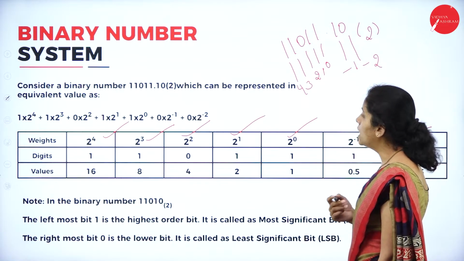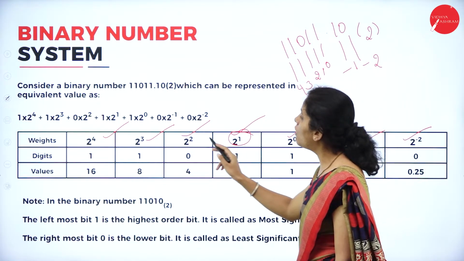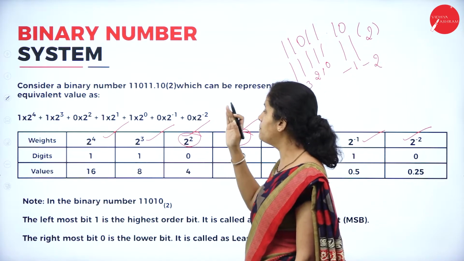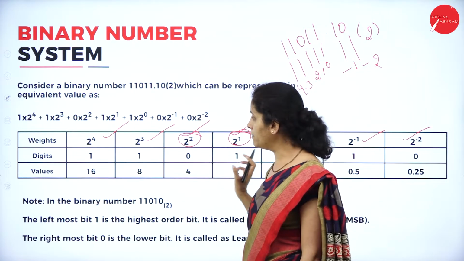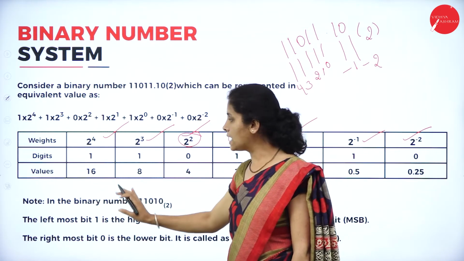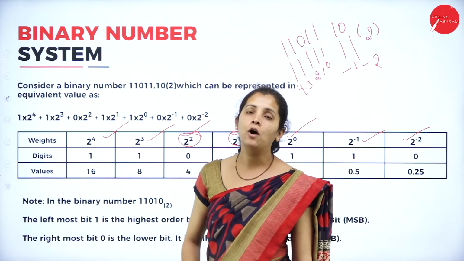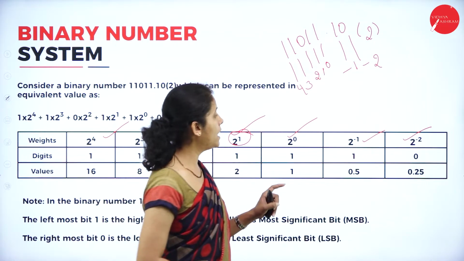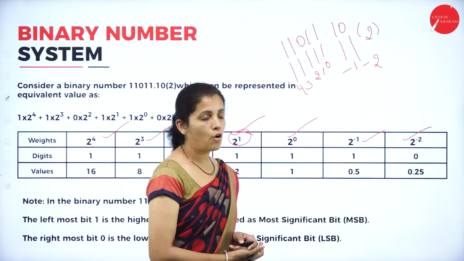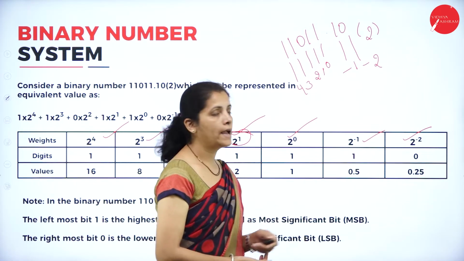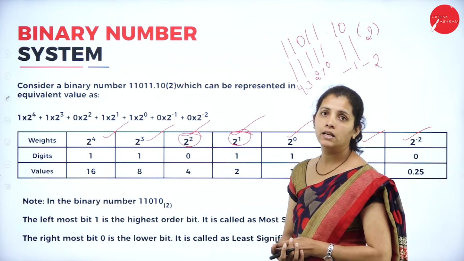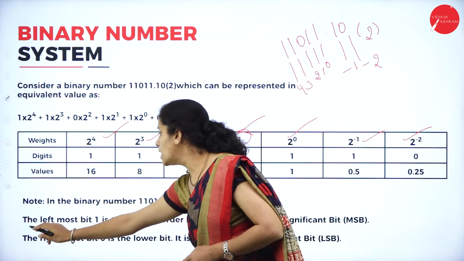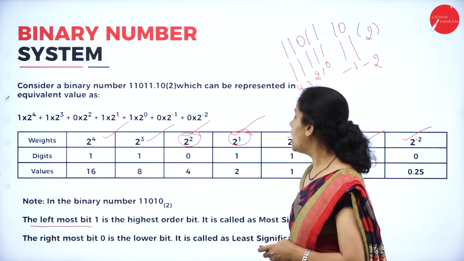Now I'm going to find the power of all the positions. At the same time, I'm going to multiply the power with the digit, write the value as it is, and at the end add all the numbers together. For my fractional part, I'm going to find the inverse of that. This is the way I can represent the binary numbers.